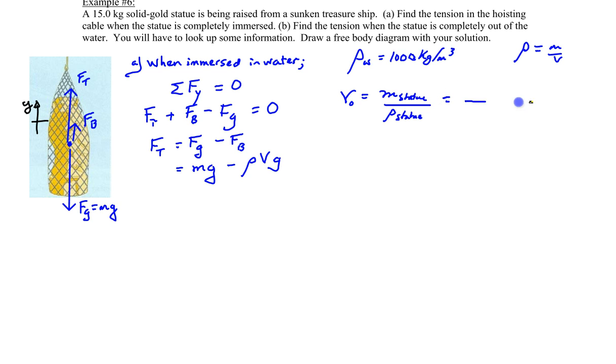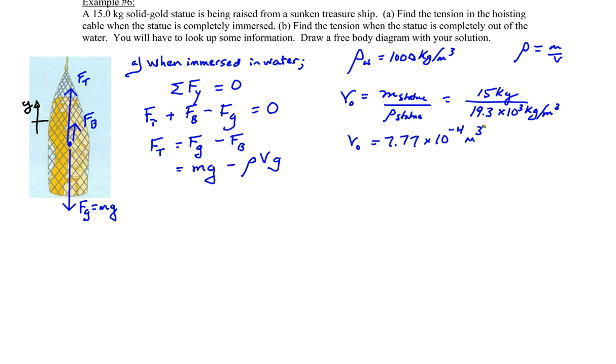Remember that density equals mass over volume, and we're just rearranging for V. So the mass of the statue is 15 kilograms, and the density of gold, well, we'll have to look that up. What is the density of gold? If you go on the internet or look in your textbook, you'll see that it's around 19.3 times 10 to the power of 3 kilograms per meter cubed. And that will give you a volume of 7.77 times 10 to the power negative 4 meters cubed.